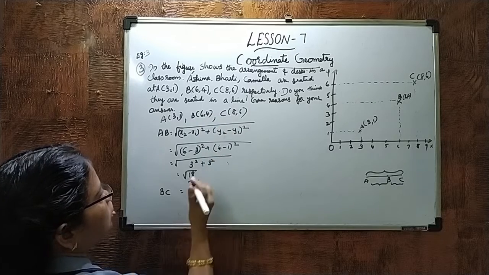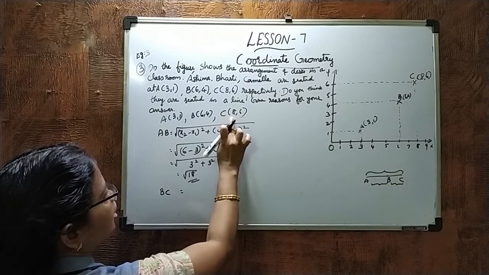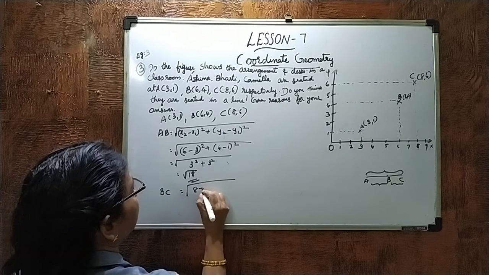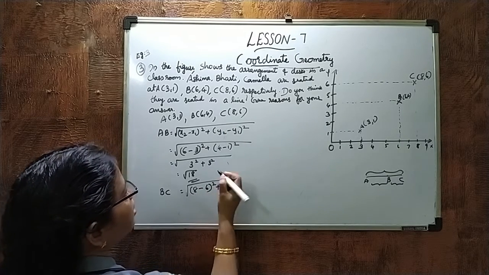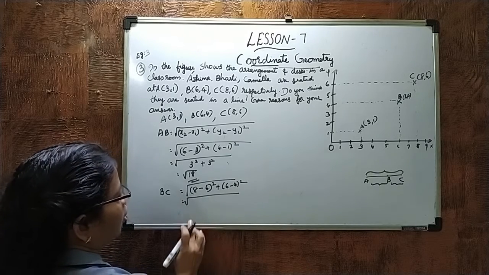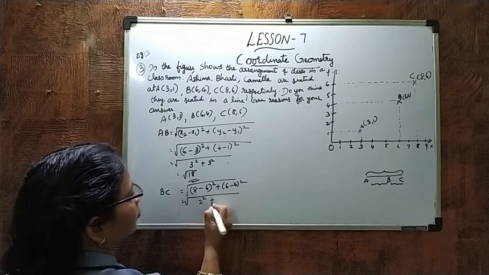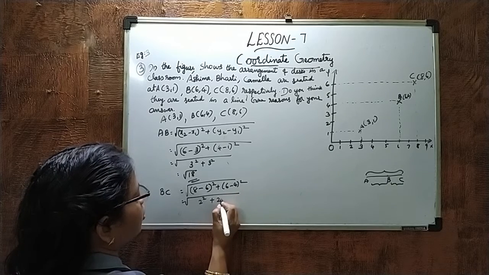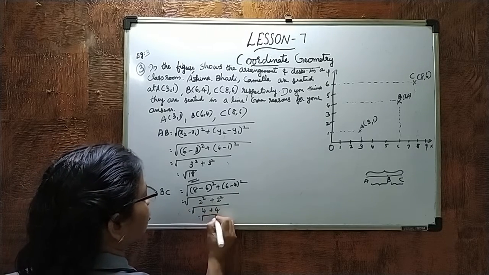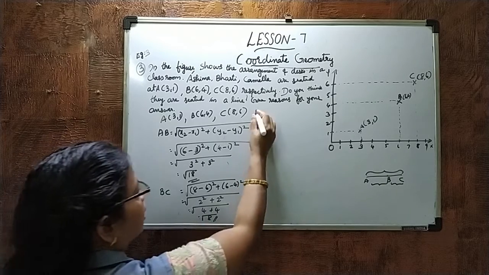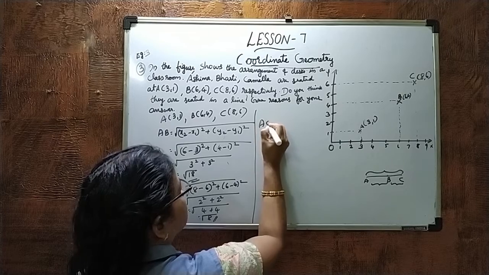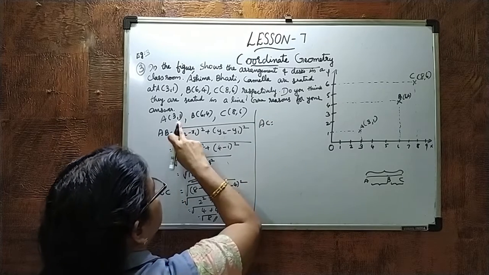So, next thing, BC you have to find out. B and C is here. So, B x1 y1, x2 y2. So, root of x2 is 8 minus 6 the whole square plus 6 minus 4 the whole square equals root of 8 minus 6, 2 square plus, it is again 6 minus 4, 2 square. You will get the answer 4 plus 4, you will get the answer root 8. Right, the next one then, you have to find out AC. AC, A is (3, 1), C is (8, 6).